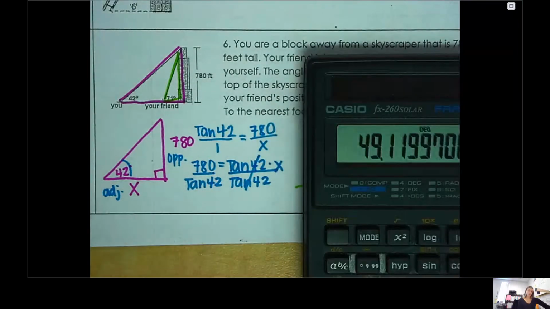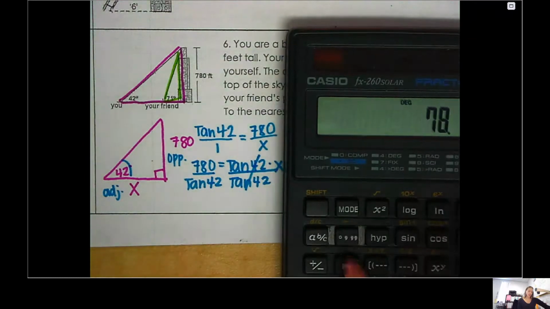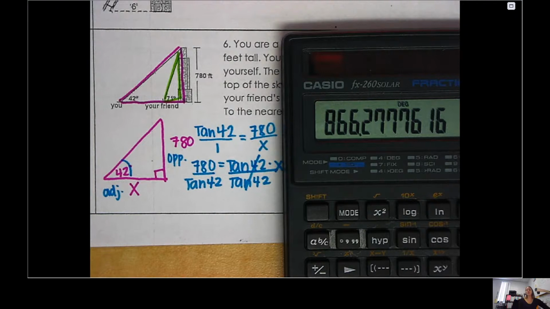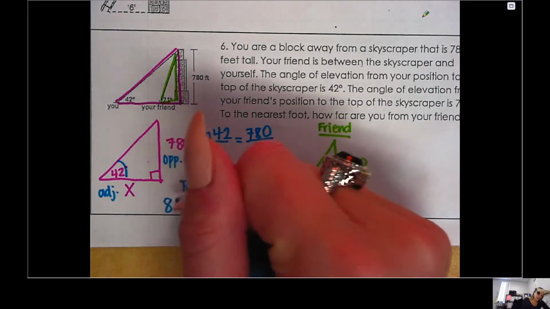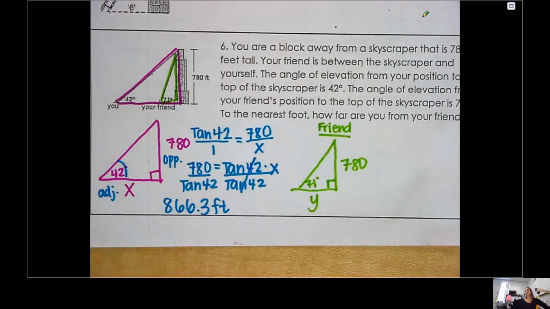All right, so let's put that in the calculator and see if we get the same thing. 780, 42, tan equals, it's a large number. Is that what you got in yours? So let's round it to tenths, so 866.3. Good. So you are standing 866.3 feet away. That's you. Now do your friend, and then we'll find the difference between the two.